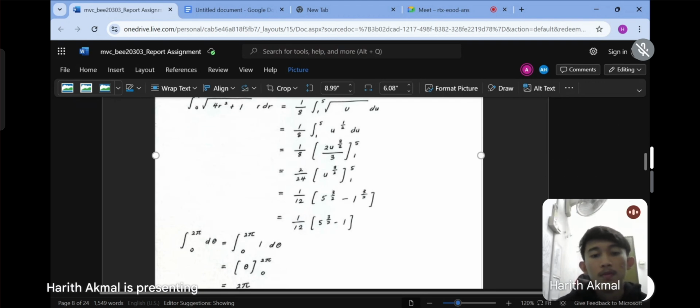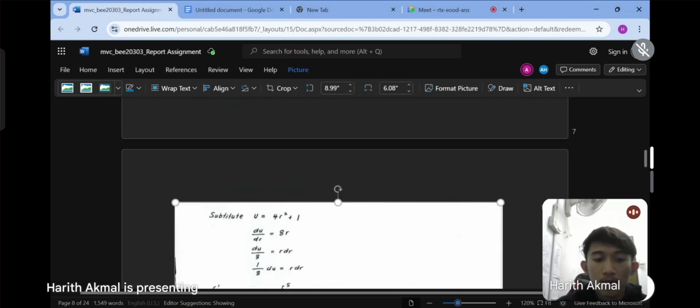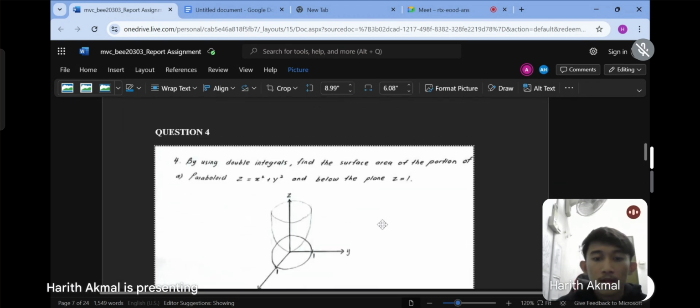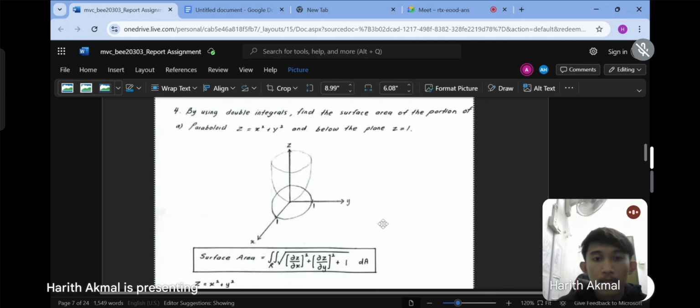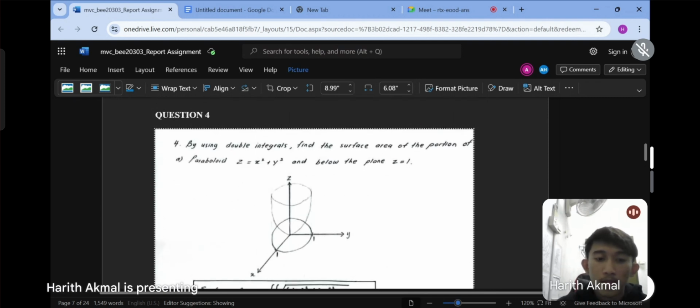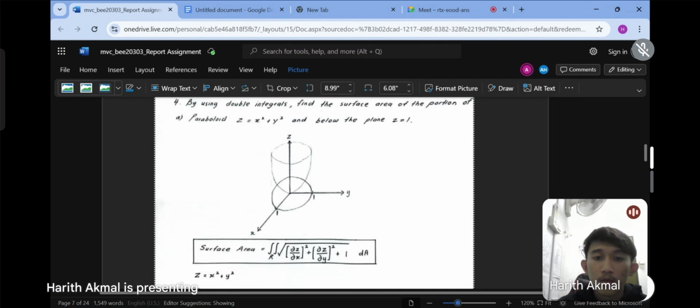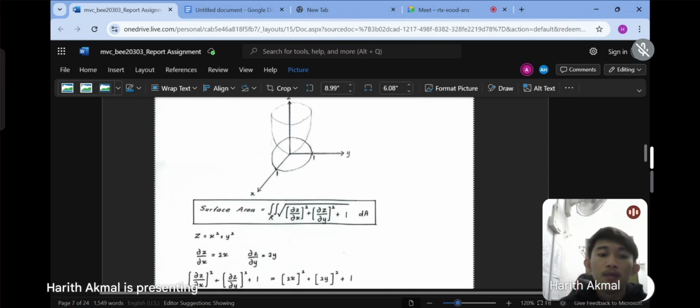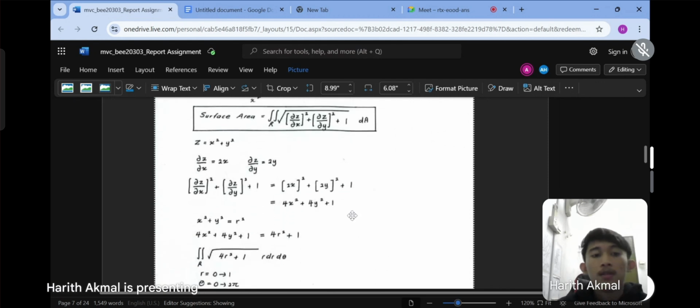Now I will present question number 4: find the surface area of the portion of the paraboloid z equals x squared plus y squared below the plane z equals 1, using a double integral. First, we use the surface area formula: the double integral over the region of the square root of (dz/dx)^2 plus (dz/dy)^2 plus 1. Then we differentiate dz/dx and dz/dy.